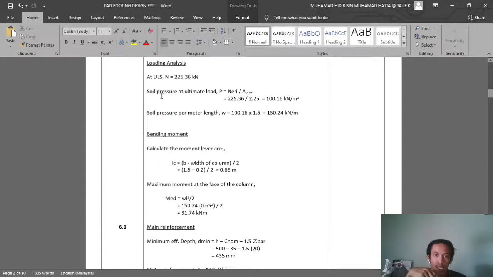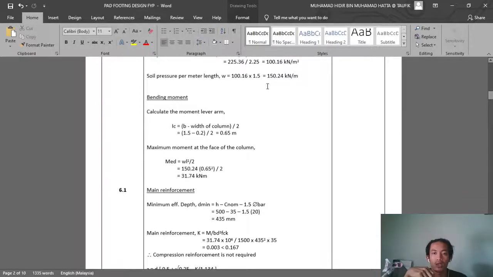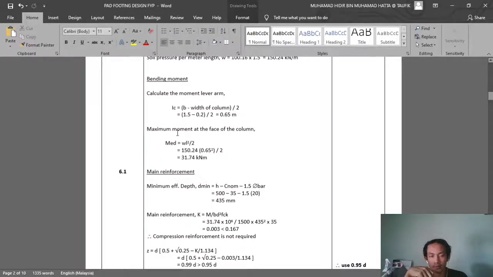We got this, and then we need to calculate the soil pressure, ultimate load P, and then we need to calculate the soil pressure per meter length W. Okay, we got this value, and then we calculate the bending moment IC. Using this formula, we got this value, and then we need to calculate the maximum moment MED. For MED we use WI squared over 2, and then we got 31.74. It is the maximum moment MED.